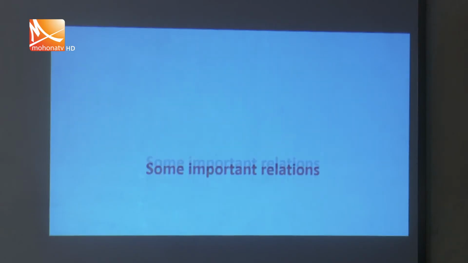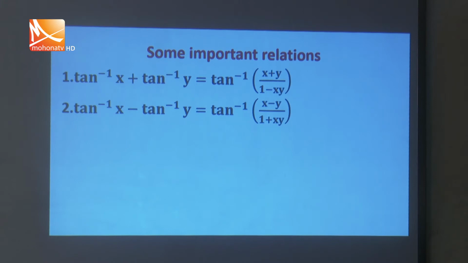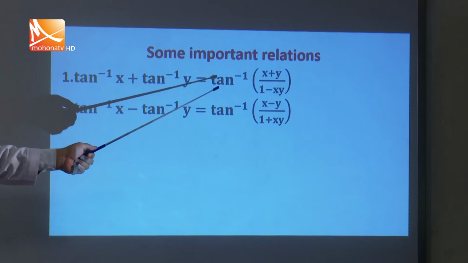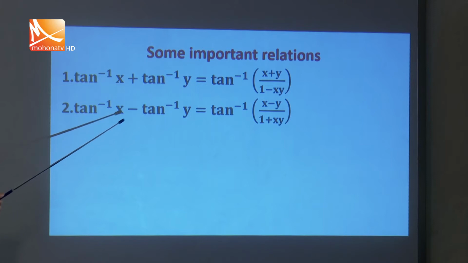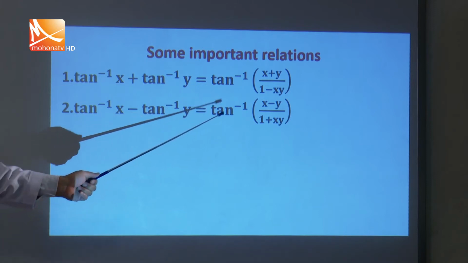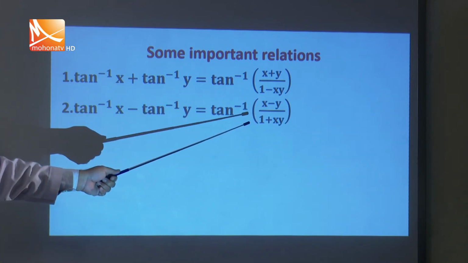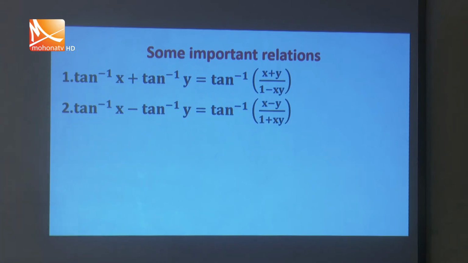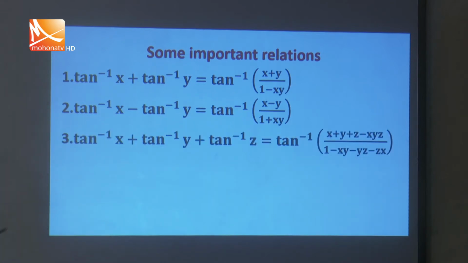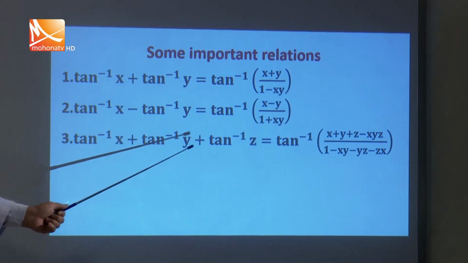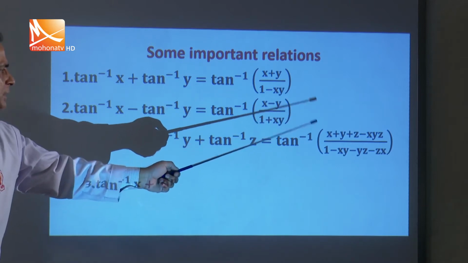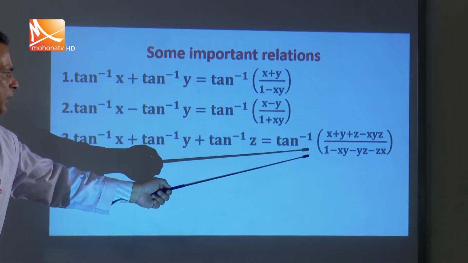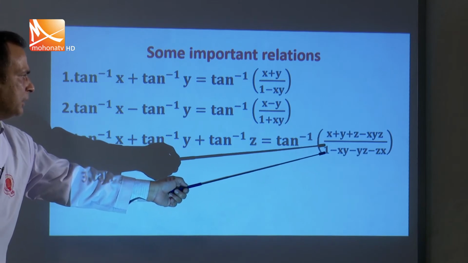Tan inverse x plus tan inverse y equals to tan inverse of x plus y by 1 minus xy. Tan inverse x minus tan inverse y equals to tan inverse of x minus y by 1 plus xy. Then tan inverse x plus tan inverse y plus tan inverse z equals to tan inverse of x plus y plus z minus xyz by 1 minus xy minus yz minus zx.